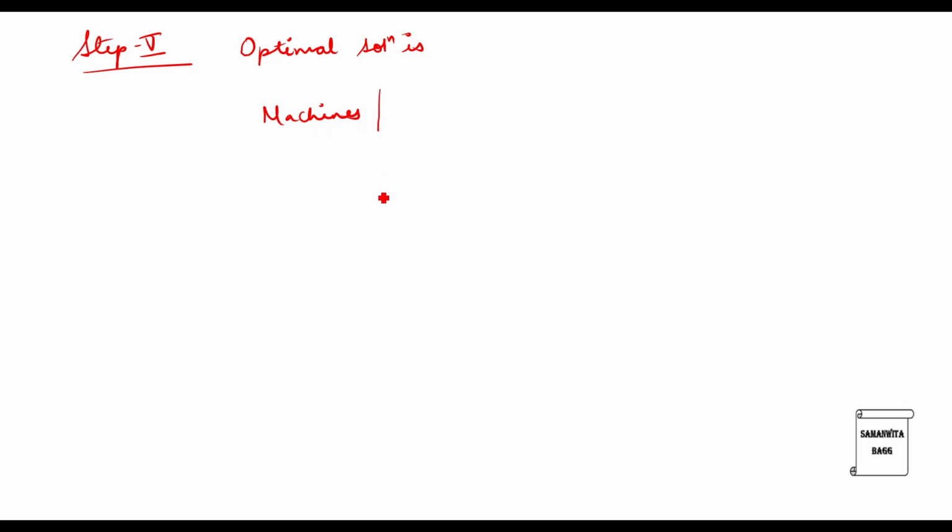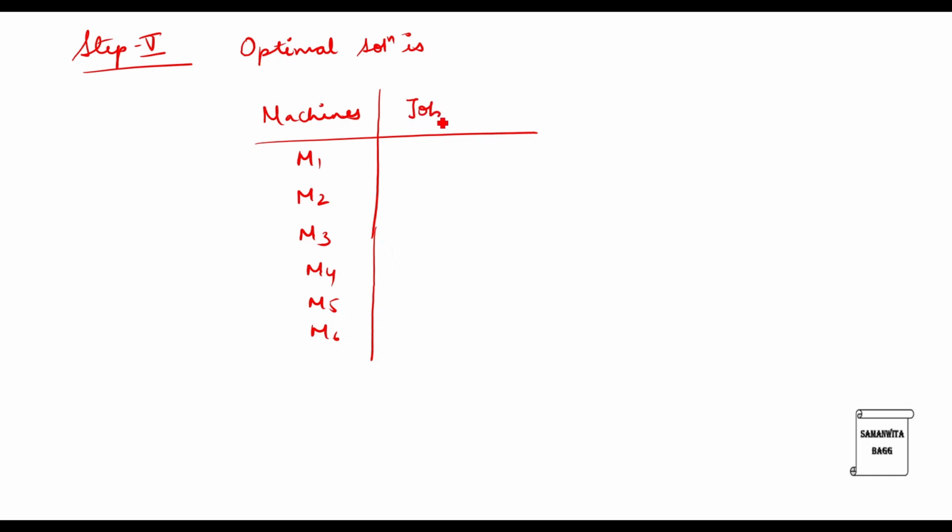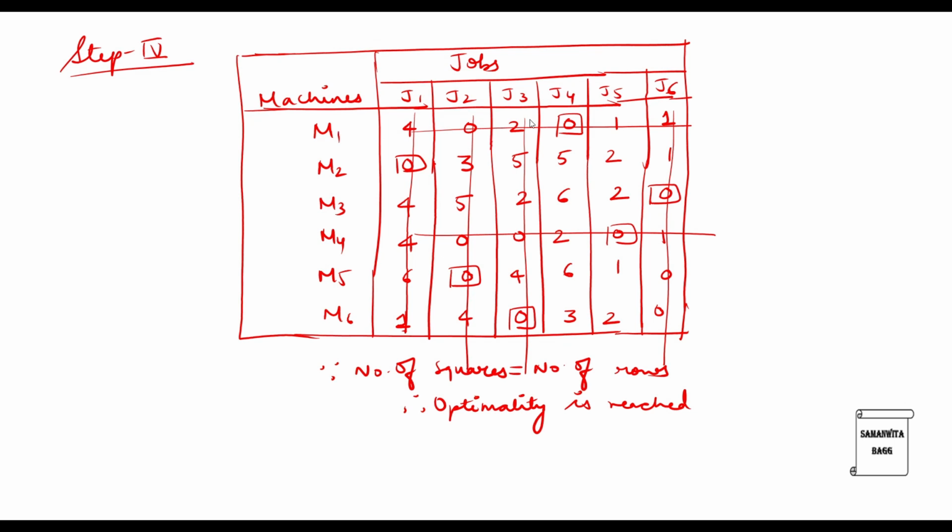We'll first talk about the machines M1, M2, M3. If you see here, first machine is allocated to the 4th job, second is allocated to the 1st job, third is allocated to the 6th job, the 4th machine is allocated for the 5th job, 5th machine is allocated for 2nd job, and 6th machine is allocated for the 3rd job.